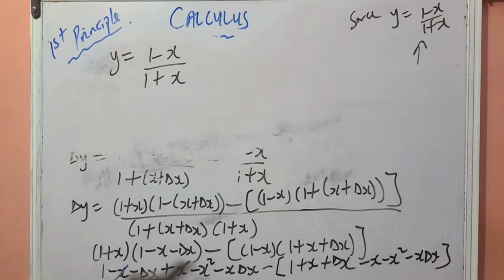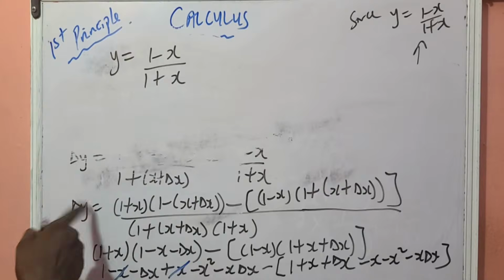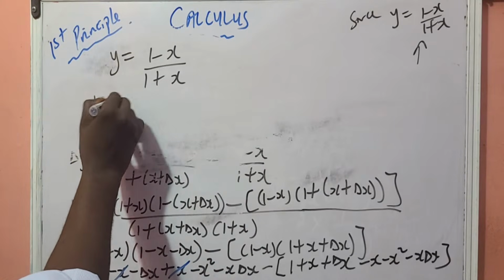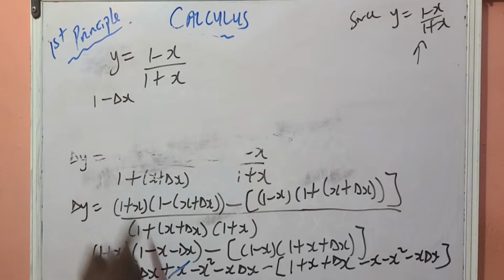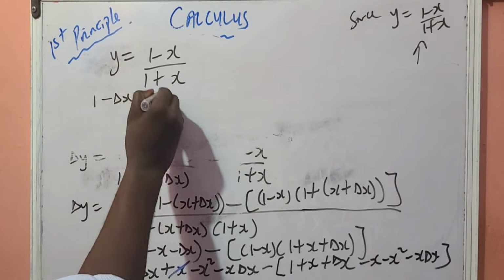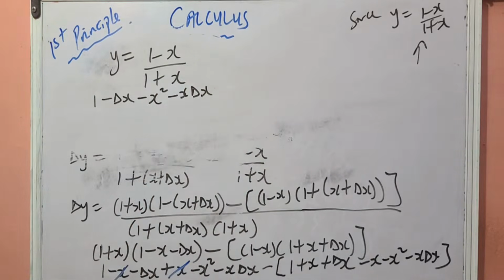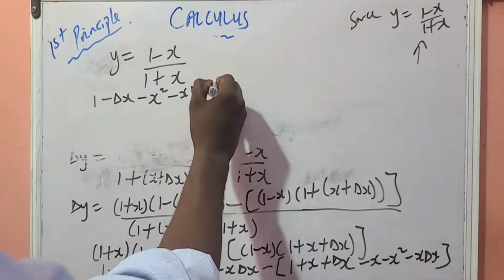So I'm just dealing with the numerator alone. I'm not yet taking the whole thing. So I have 1 minus x, sorry, minus change in x, minus x squared, then minus x change in x. Now let me use this minus to open this whole thing.